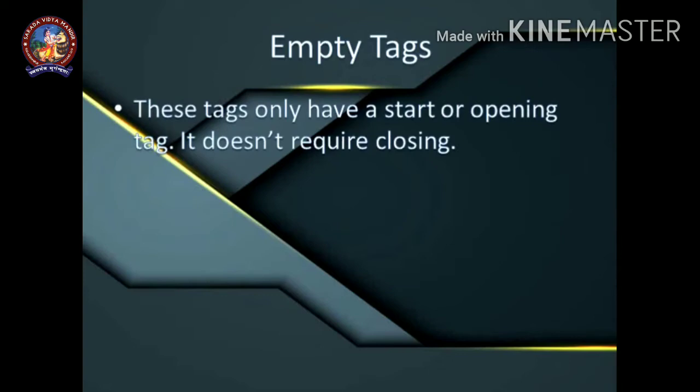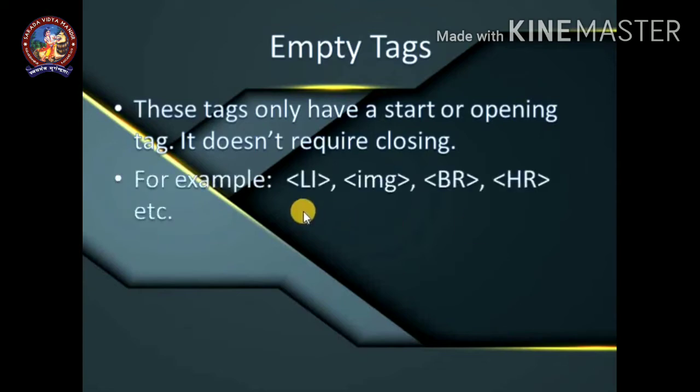So let's move to the empty tags. Empty tags have only the start tag. They don't have the end tag or the closing tag. As examples, you can give list item, img, br, hr. These are some examples. We will discuss these later in the second chapter, third chapter.